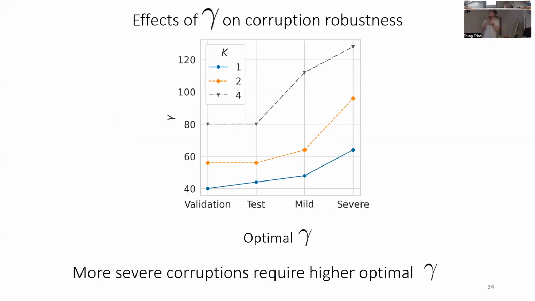And here I plot the optimal gamma value for different corruption severity levels. Here we can see that higher severity requires higher optimal gamma. So we can conclude that gamma controls a trade-off between the in-distribution and out-of-distribution performance.